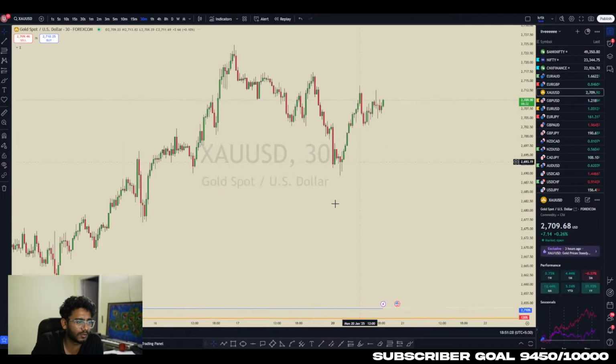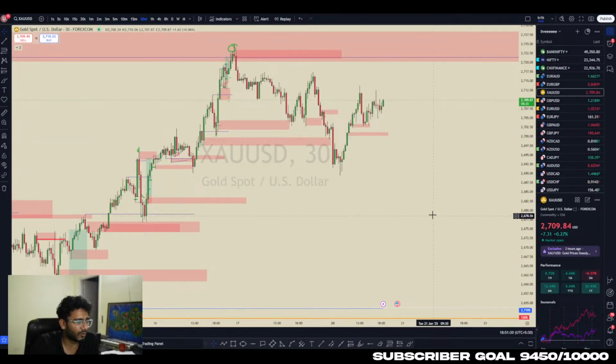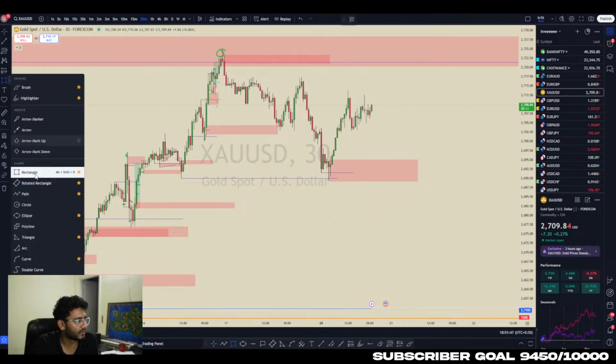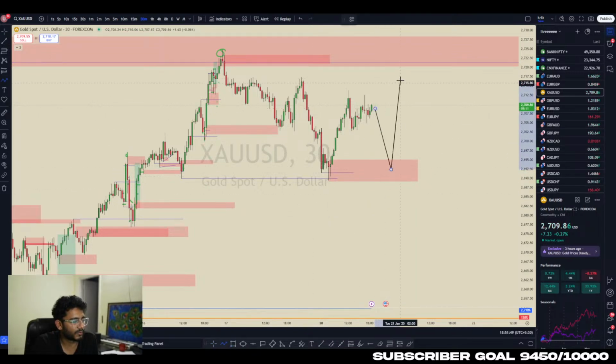On gold, I'm looking for buy side at this area, because this order block on 30 minutes induced this low and then created a new high. So I'm waiting for price to react from this area to the upside. Right now, price is just creating liquidity.